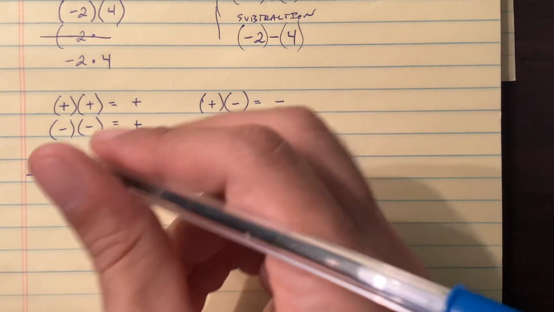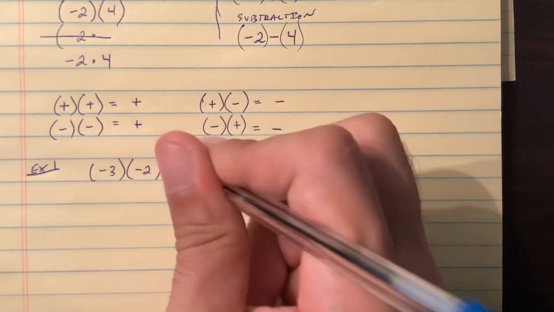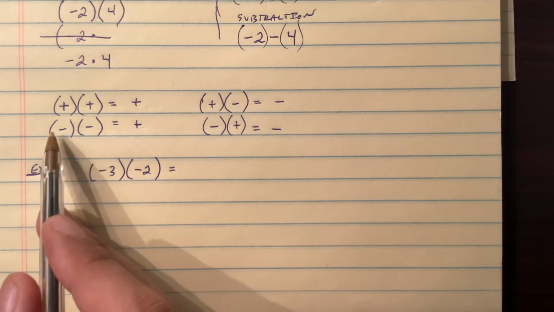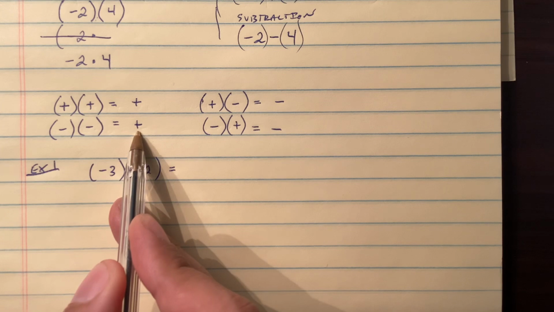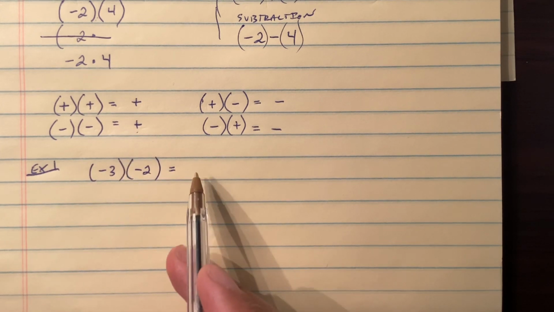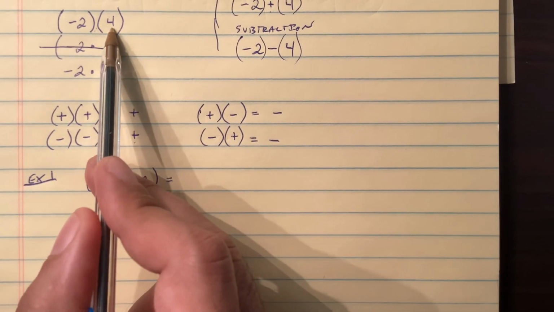So let's say we have -3 times -2. First, what I like to do is get an idea of what our answer is going to be in the sense of positive or negative. We see negative and negative. Negative times negative means we're going to have a positive. You don't need to put a plus sign for the positive. It's implied that it's a positive, like for instance up here, it's a +4.